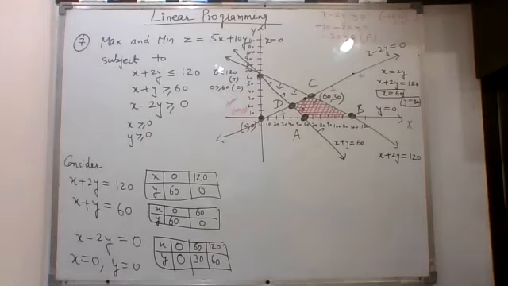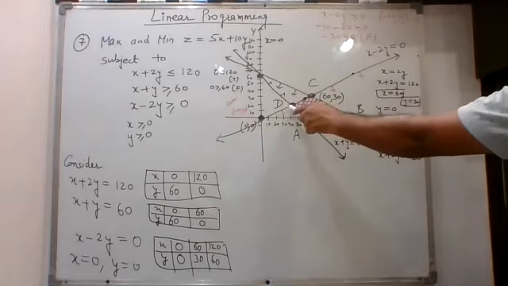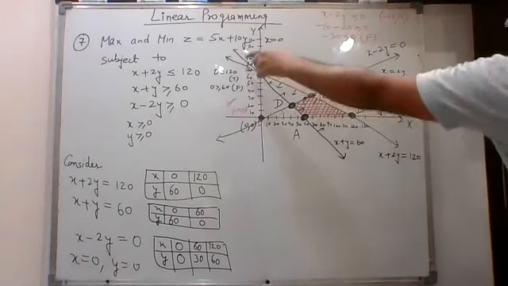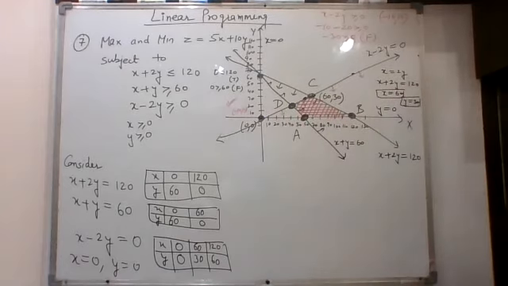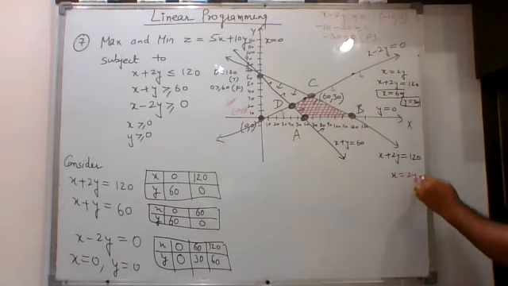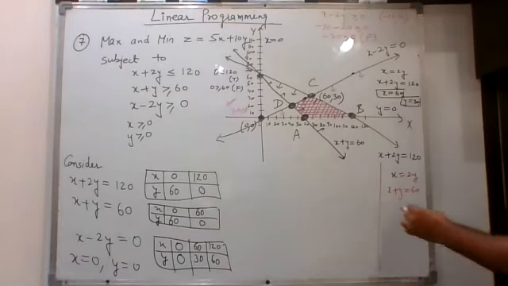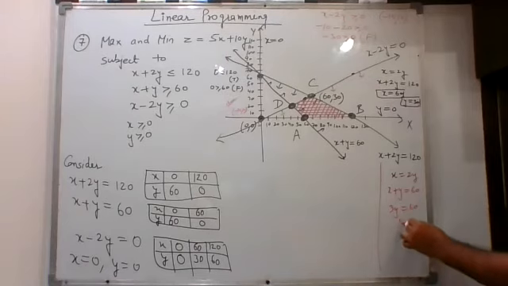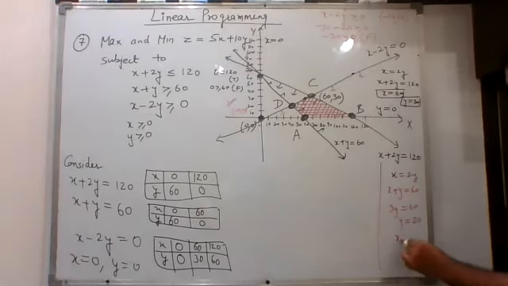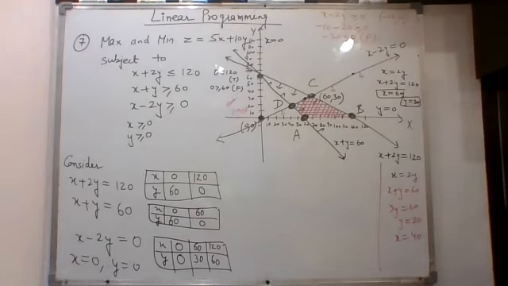Now similarly, if you want to get the coordinate of point D, it is the point of intersection of this line and this line. So for that you need to solve x is equal to 2y and x plus y is equal to 60. When you solve these, you can see that 3y will be equal to 60, so y will be equal to 20, and x will come out to be 40. So the coordinates of point D are 40, comma 20.